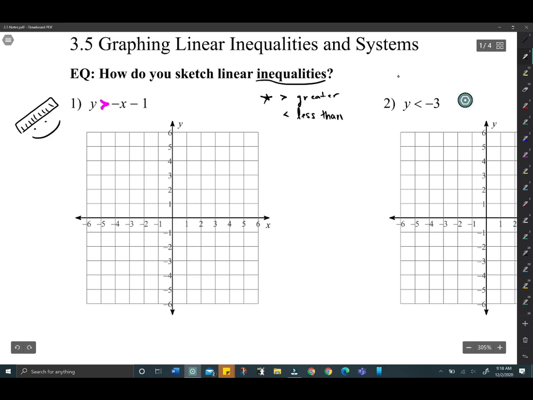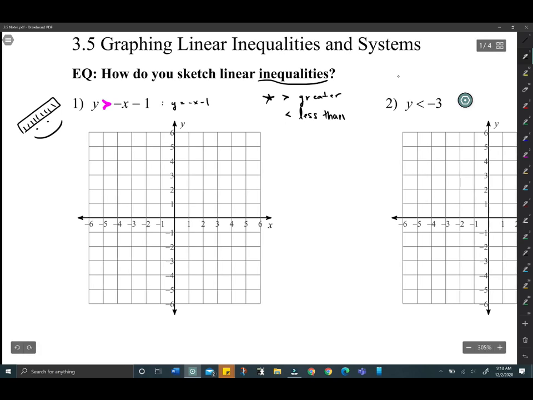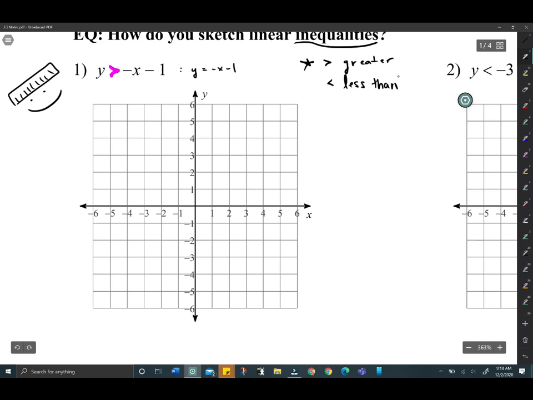As we graph these, the first idea is pretend it's just a regular y equals negative x minus 1. This is a little review of graphing. I know some of you struggle with it. Remember, where would we start? We would start at negative 1, and we would have a slope of negative 1 over 1. So negative 1 over 1, negative 1 over 1.